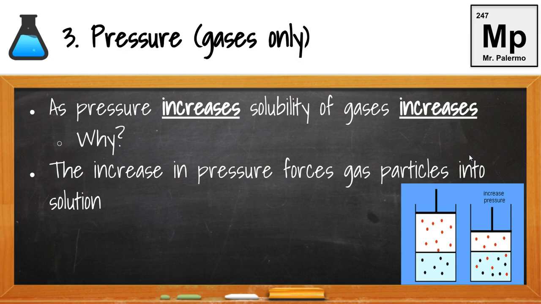Lastly, we're going to look at pressure. And pressure only affects gases. If we increase the pressure, the solubility, the ability to dissolve a gas, increases. Why? Well, when we increase the pressure, we're going to force the gas particles into solution and closer together. And as they get closer together, intermolecular forces of attraction start to happen, and we'll pull it into this liquid state. As you can see here, as we increase the pressure, we're essentially pushing the particles into solution.